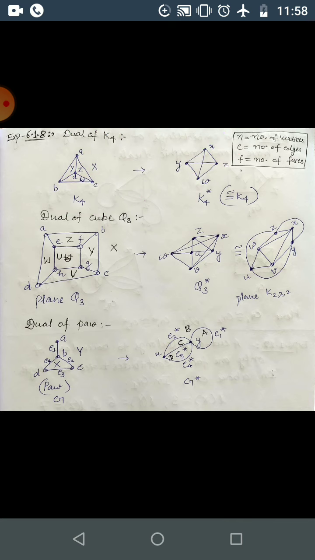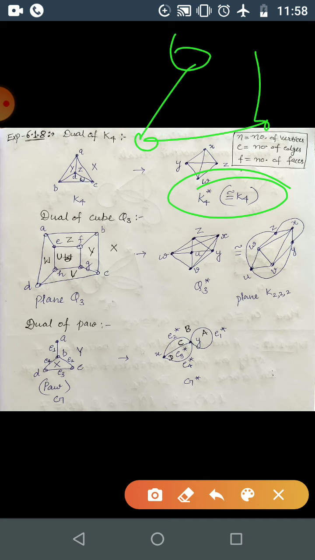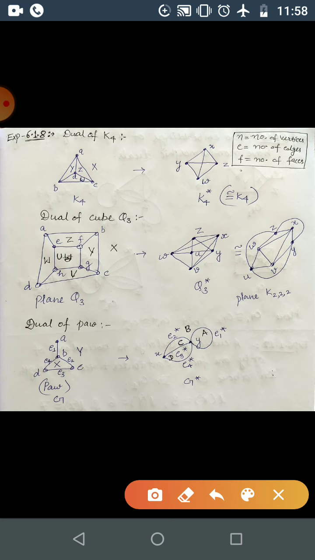Okay, so the dual of K4 is again K4. So this is also K4, correct. That's why the dual of K4 is again K4. K4 star is isomorphic to K4. Okay, now the dual of the cube.